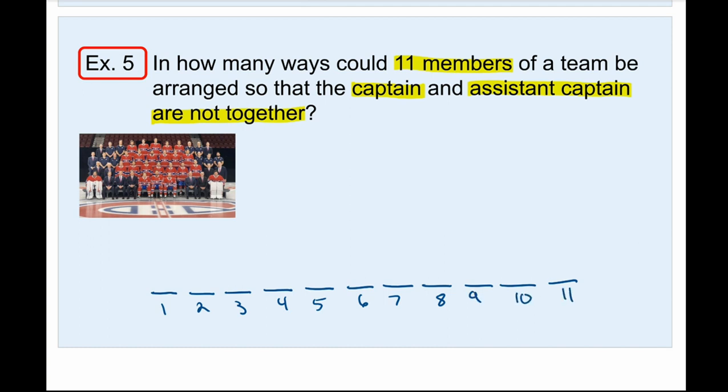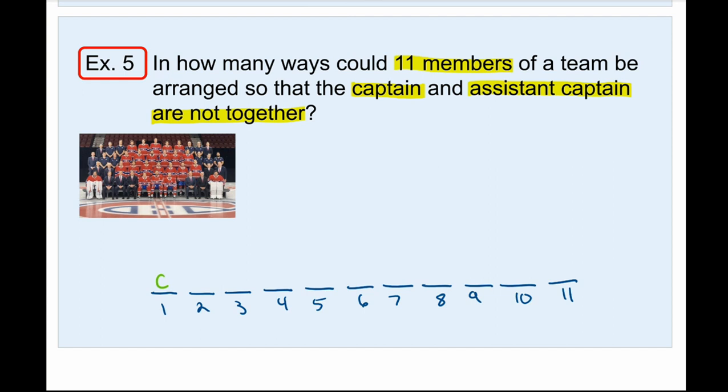So in this case, if we had, say, the captain and the assistant, captain is in the first spot, assistant would have to be in the second, but they could also be in the third, in the fourth, or in the fifth, or in the sixth, and so on all the way down to 11, and the captain could then also move to the second, and so on. So there's many different scenarios here where they could not be together.